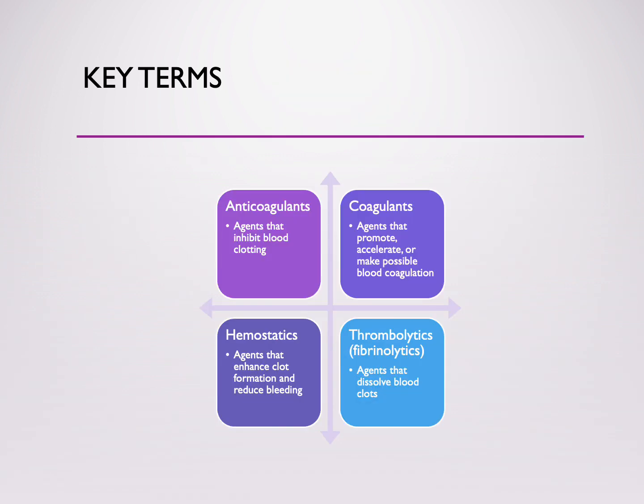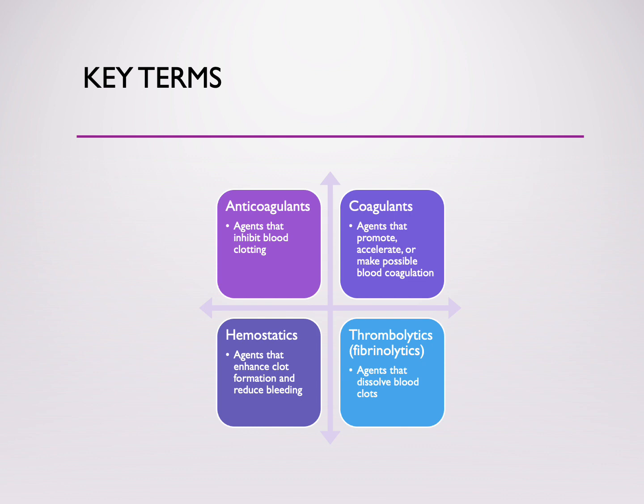Before we go too far, I want to discuss a few terms that we should be familiar with. First is anticoagulant. An anticoagulant is an agent that inhibits blood clotting mechanisms. Coagulants, on the other hand, are going to be those that promote, speed up, or make blood clotting possible. Hemostatic agents are those agents that enhance or accelerate blood clotting at the surgical site, and as such, they're going to help us reduce bleeding. Lastly, thrombolytics are those agents that dissolve existing blood clots.